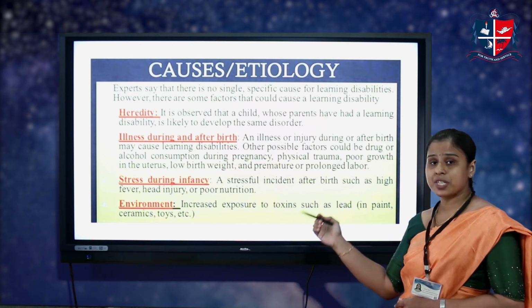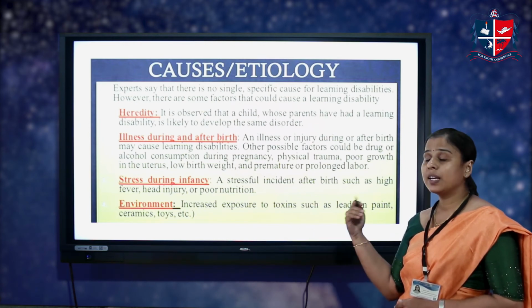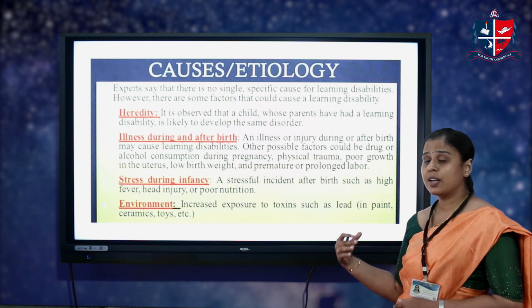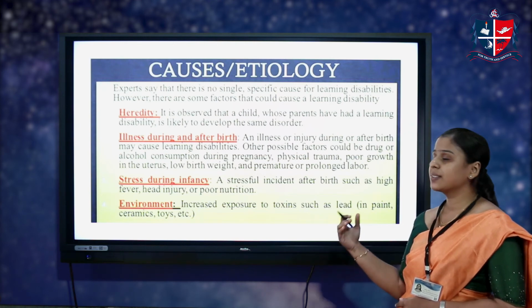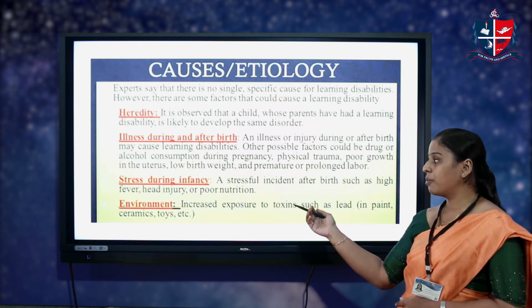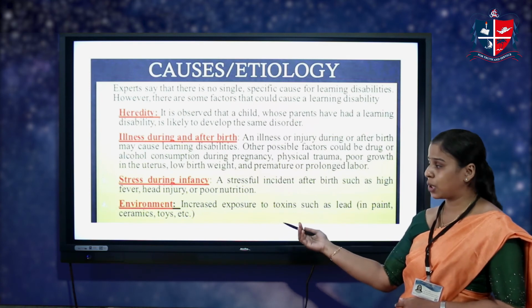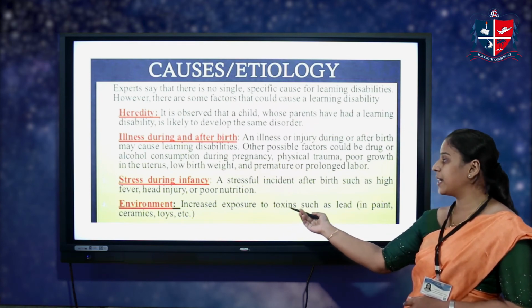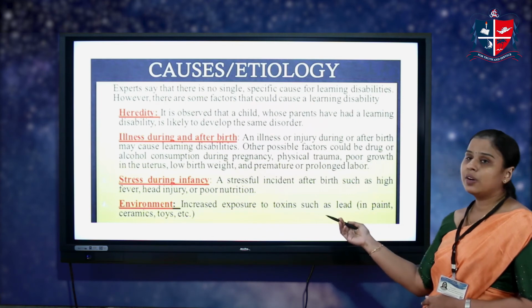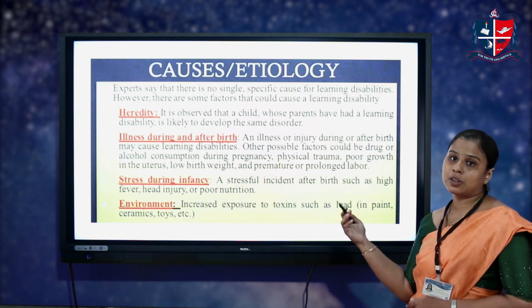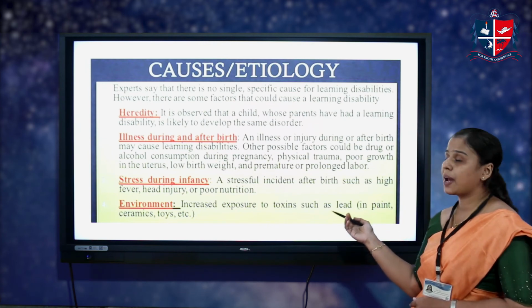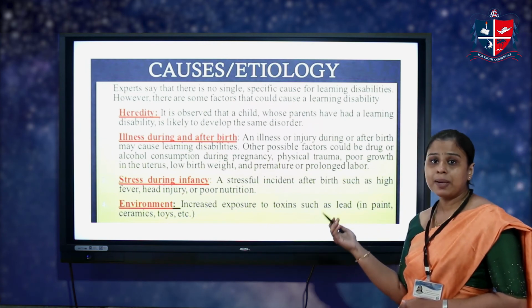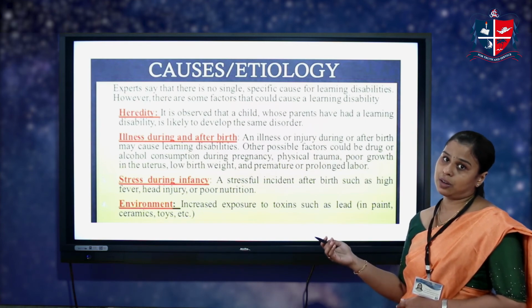Next is stress during infancy. If there is any emotional stress during infancy, that is, during the developmental stage, there is a high chance. Next is environmental causes. If there is increased exposure to toxins such as lead, paint, ceramics or toys, it may cause a specific learning disorder.